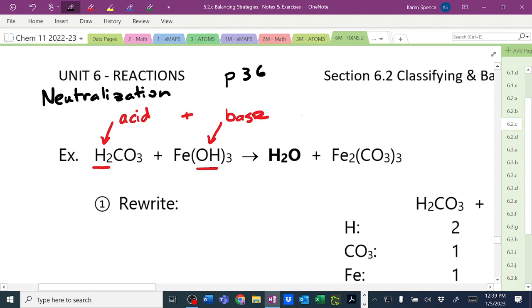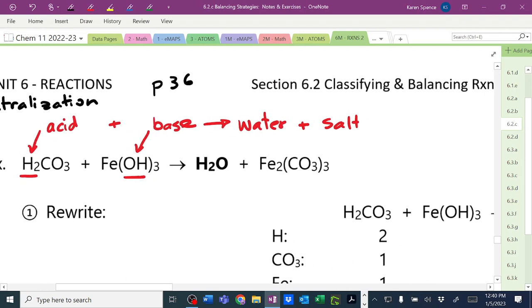What are the products when we have an acid plus a base? An acid plus a base gives water plus a salt. And a salt is just an ionic compound, okay?